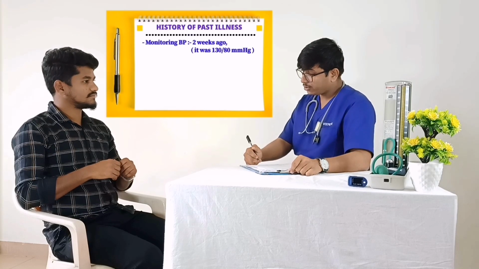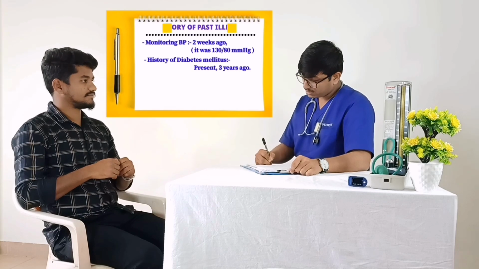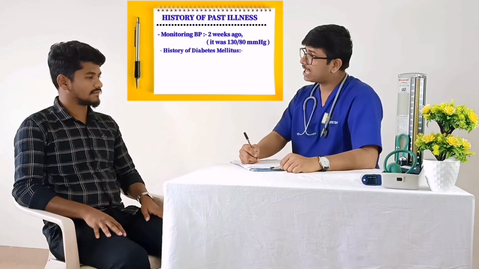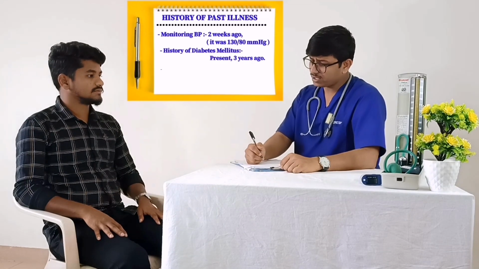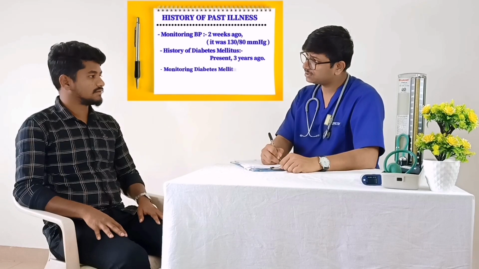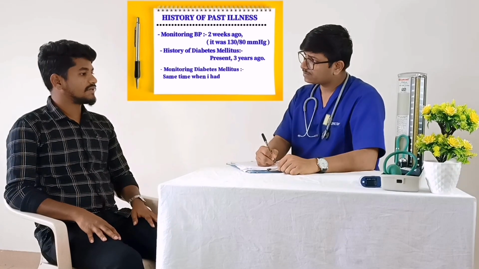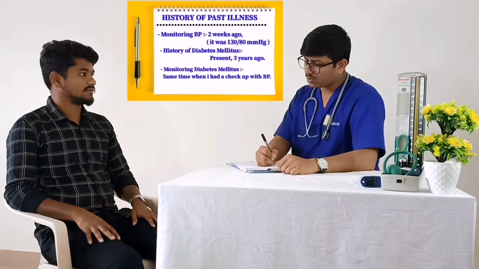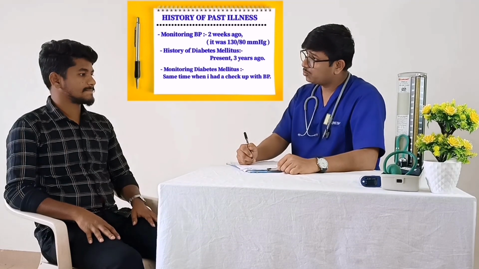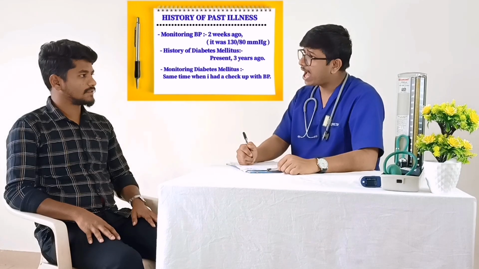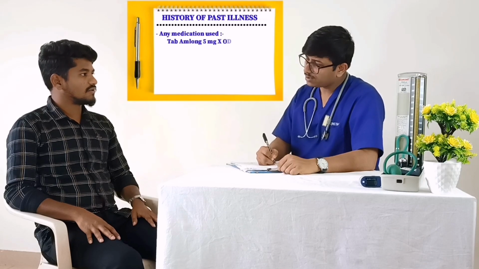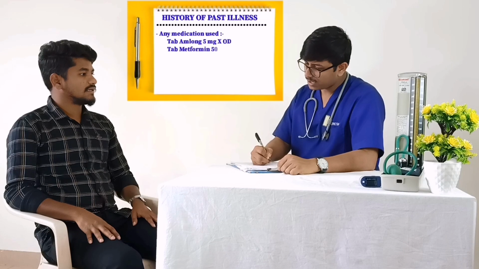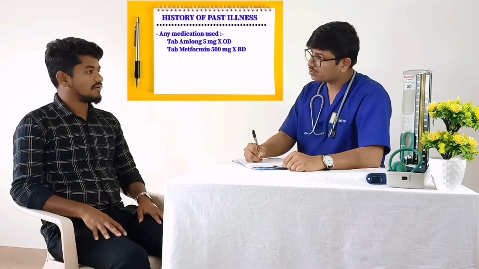What about your diabetes? Are you diabetic? Yeah. When were you diagnosed with diabetes mellitus? That was about 3 years ago. Okay, when was your last checkup for diabetes mellitus? I had it done at the same time as the checkup with BP. Well, I just want to ask a bit further, as I know you have high blood pressure and diabetes. Do you take any medication for that? Yeah. I take tablet amlodipine 5 mg once a day before breakfast and tablet metformin 500 mg twice a day.